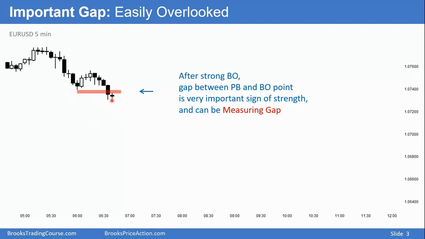Also, the high of this follow-through bar did not get above the breakout point, and therefore it's another potential gap if the market goes lower and does not go above this breakout point. It increases the chances that this gap between this high and that low could lead to a measured move down. Top of the bear trend, measuring gap, measured move down.